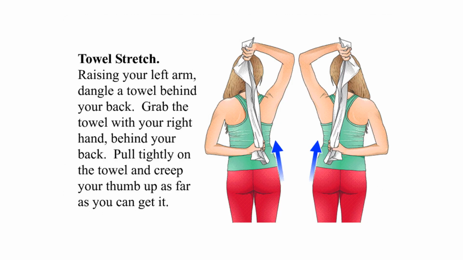Towel stretch. Raising your left arm, dangle a towel behind your back. Grab the towel with your right hand behind your back. Pull tightly on the towel and creep your thumb up as far as you can get it.